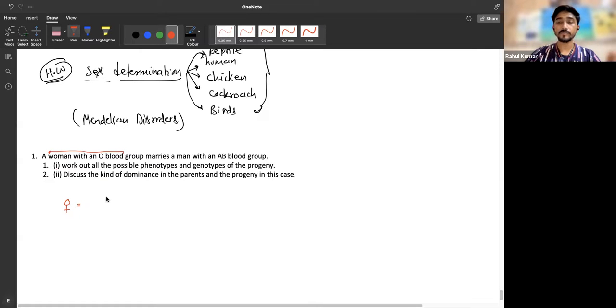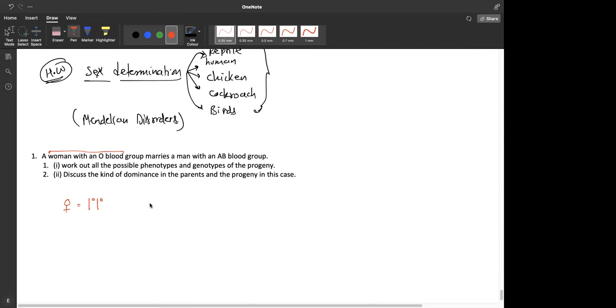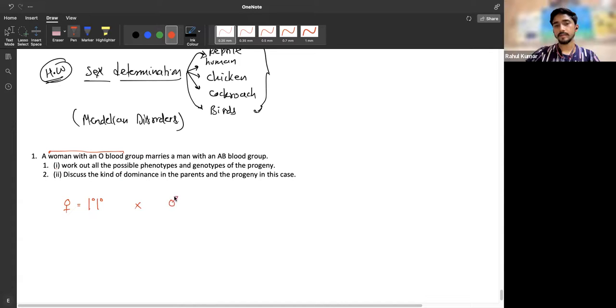So it says there are two parents. One is the female. Tell me the genotype possible for the female, the woman with blood group O. If she has O blood group, which means she is recessive for both, right? Then only it can be O. It is IO, IO, correct? Yes, sir. And it is crossed with the male husband with the AB blood group. So what will be the genotype? IAIB. This is the only possibility for AB.